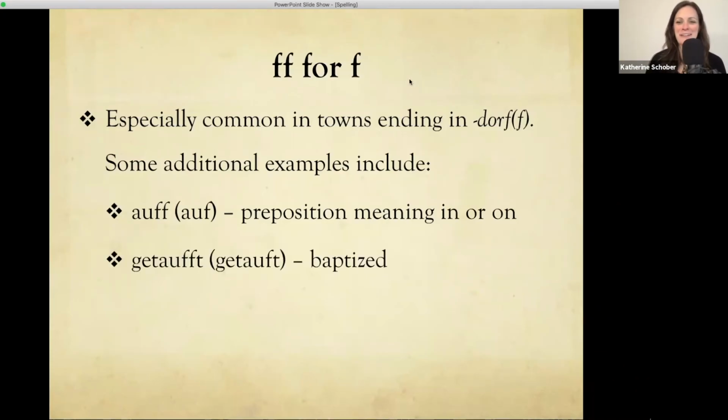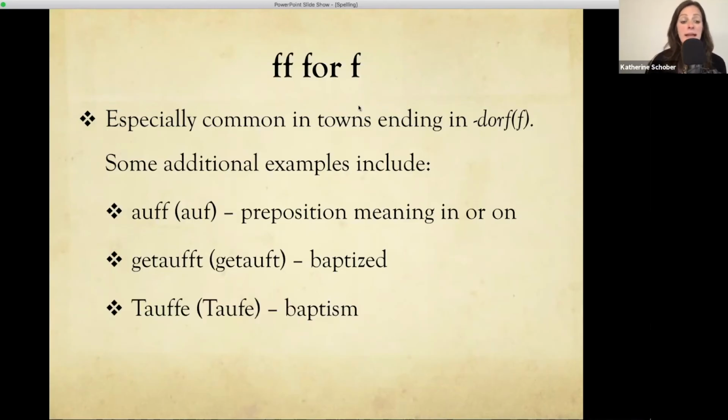Getauft, our favorite word. I feel like that's the most popular word in this course right now. You might see that here again with 2 F's instead of 1, meaning baptized. Or along those lines, taufe, meaning baptism, written with 2 F's instead of 1.